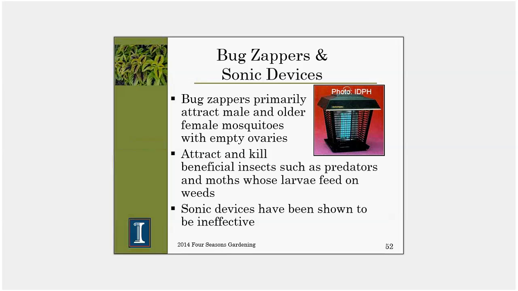They catch a lot of moths. Some of those are the adults of caterpillars that feed on beneficial plants, but many of them are adults of caterpillars that feed on weeds. So you get more weed problems associated with these.